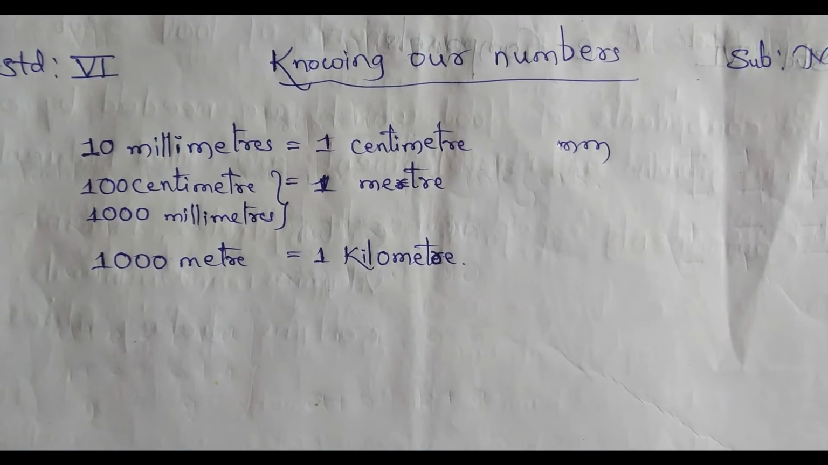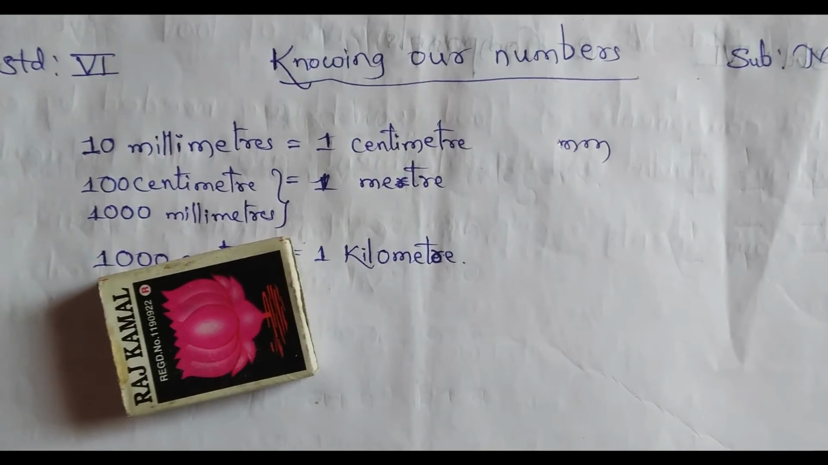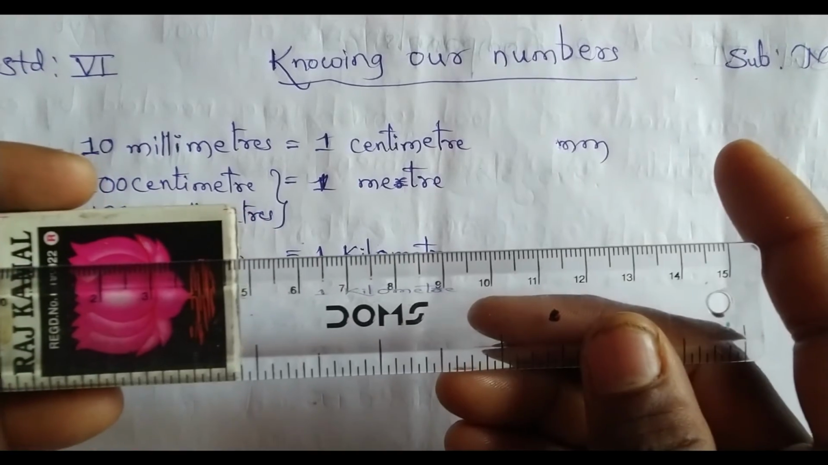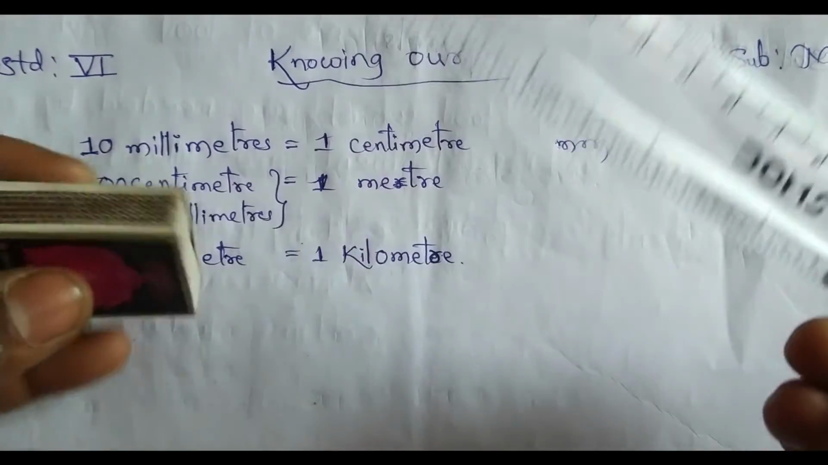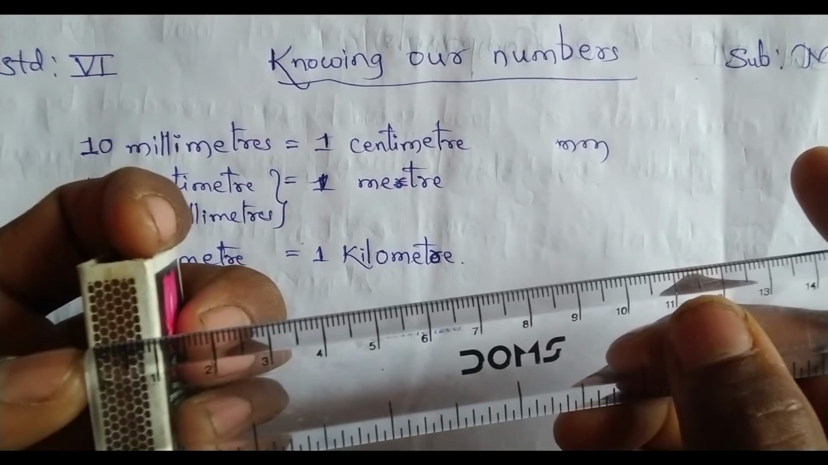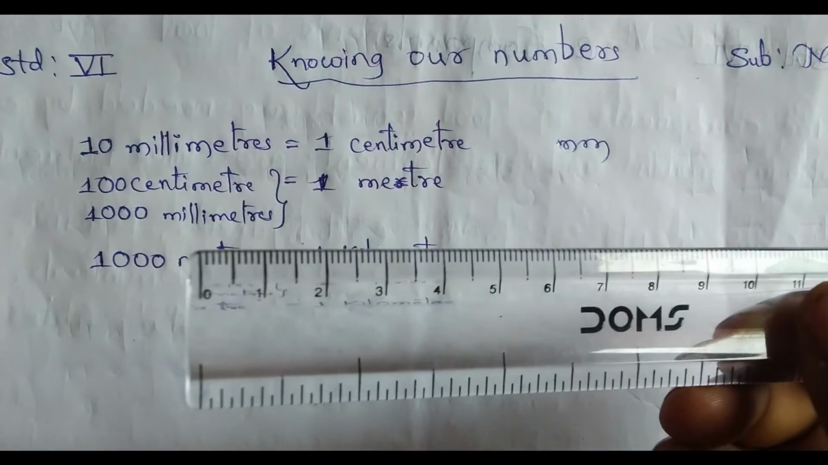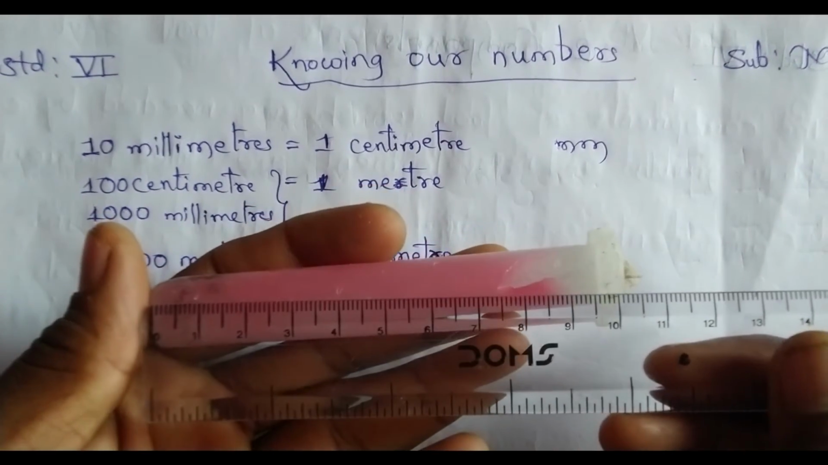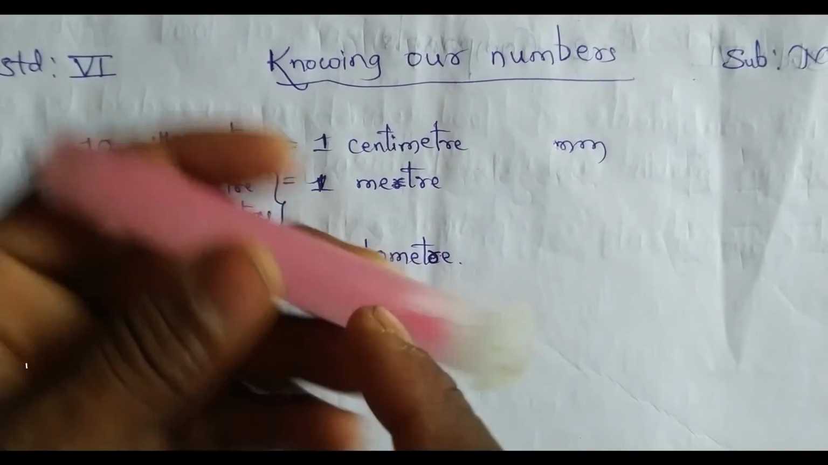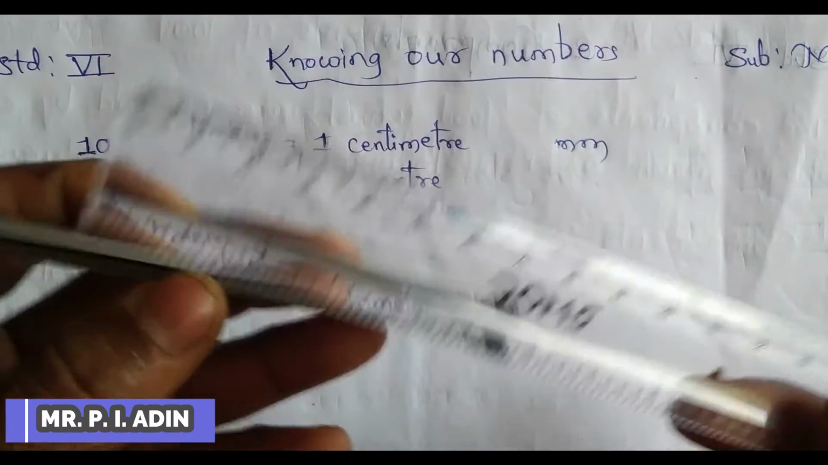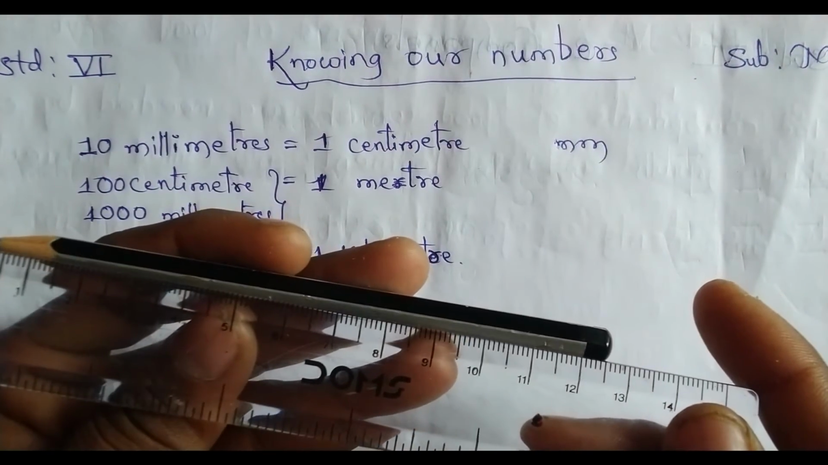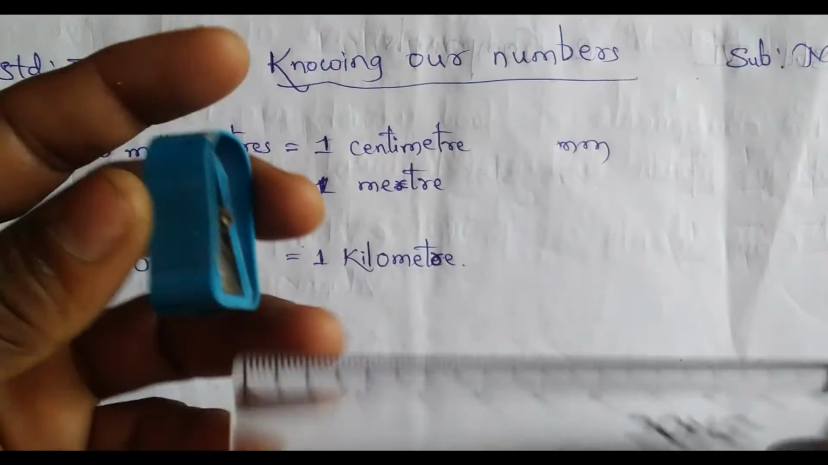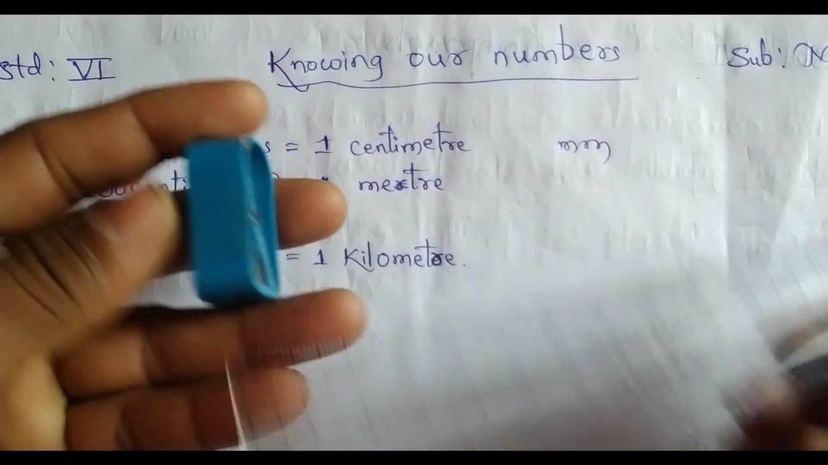I will take one example. If I ask what is the length of this matchbox, you can measure this and it is 4.5 centimeter. What is the width? 1 centimeter. Next, if I ask what is the length of this candle, we will measure like this. Its length is 10 centimeter. What is the length of this pencil? It is 12.5 centimeter. What is the height of this sharpener? It is 1 centimeter.